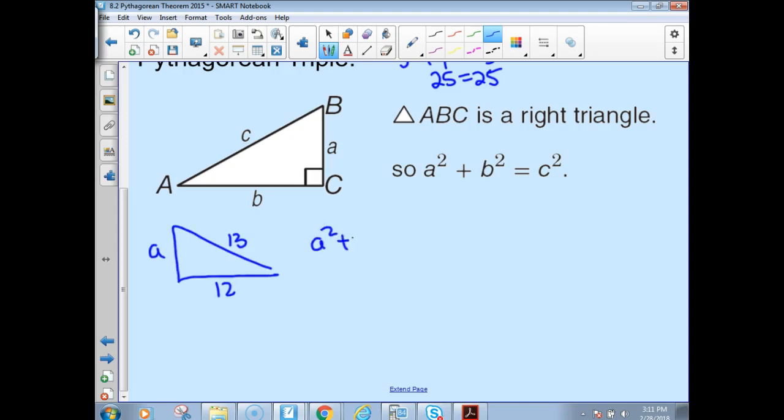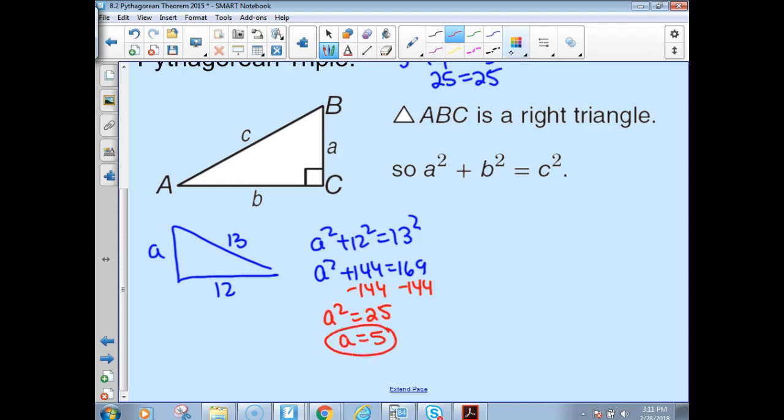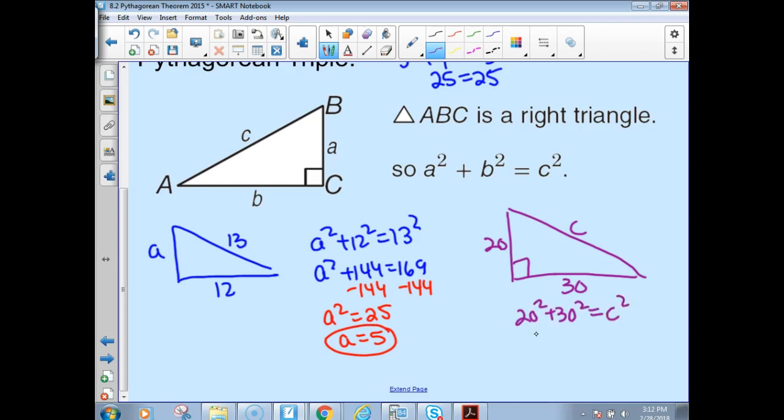So we're going to do a squared plus 12 squared equals 13 squared. That's a squared plus 144 equals 169. Subtract 144 from both sides. a squared is 25, and then we took the square root and got a is 5. The second one that you have there, and so my numbers are going to be wrong, so I'll fix them as I go here. We've got 20, 30, and c, and this is the other one we did in our ISN. 20 squared plus 30 squared equals c squared. We got 400 plus 900, which was 1300. We took the square root of 1300.